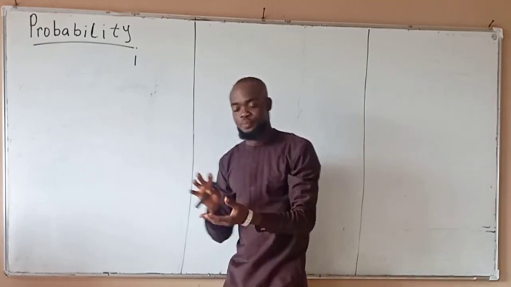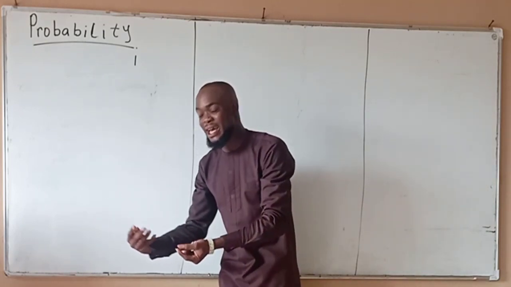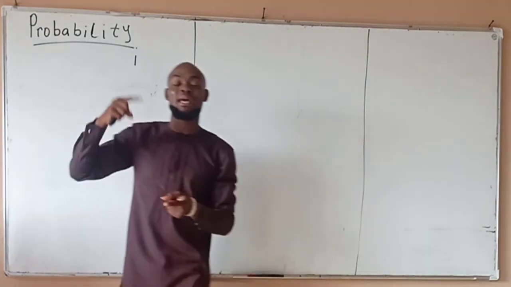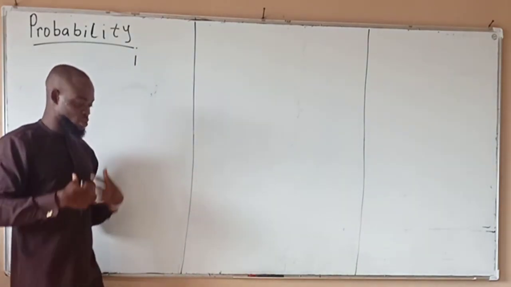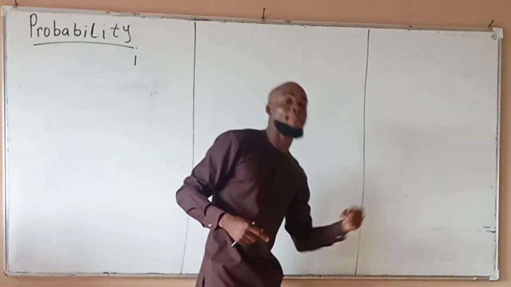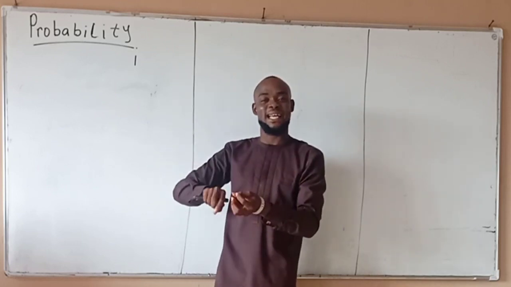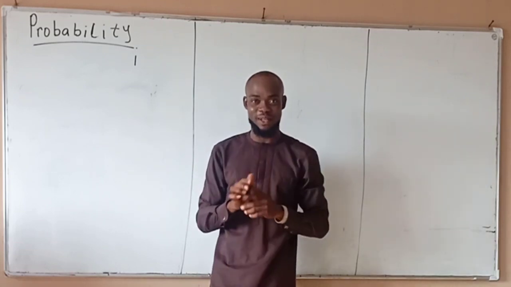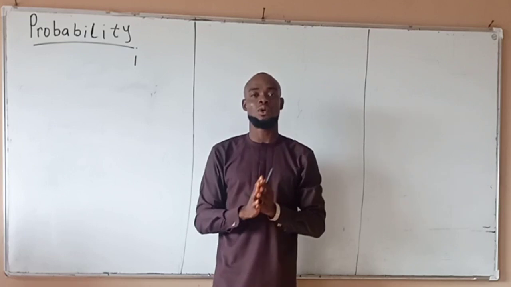Now, we have what we call the probability of something happening, and if something is going to happen, there is going to be another probability that it may not happen. The probability that something will happen, we call it success. And the probability that it will not happen, we call it failure. Now, the probability of success plus that of failure is always equal to 1. Also take note of that.